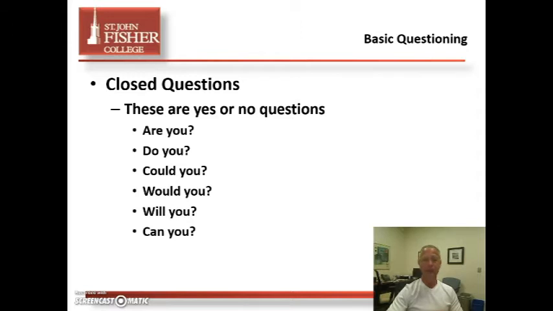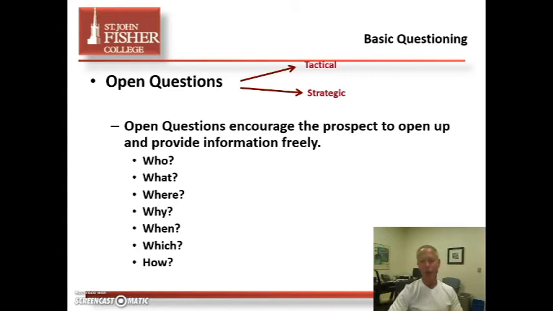Oftentimes, as people write down their questioning worksheet, which we're going to talk about in a few slides, their first couple of questions are always closed questions. Open questions, there's two types of open questions. There's tactical questions and there's strategic questions. Open questions encourage the prospect to open up, provide information, and speak freely.